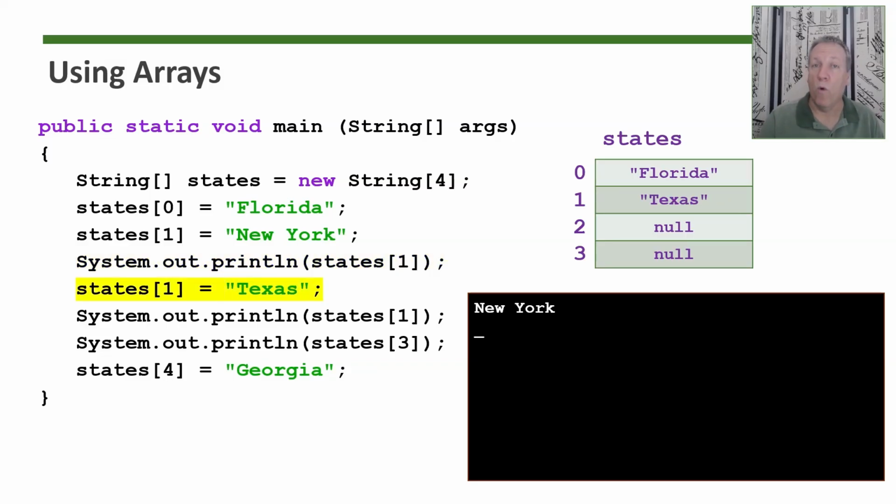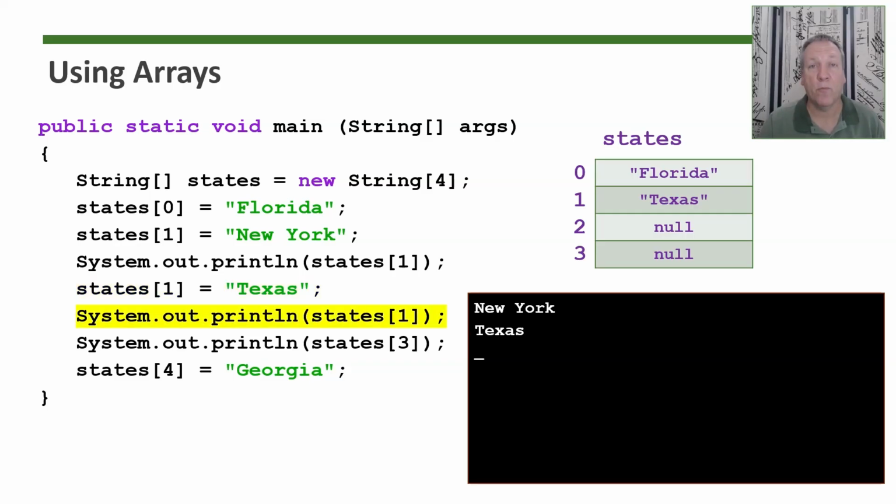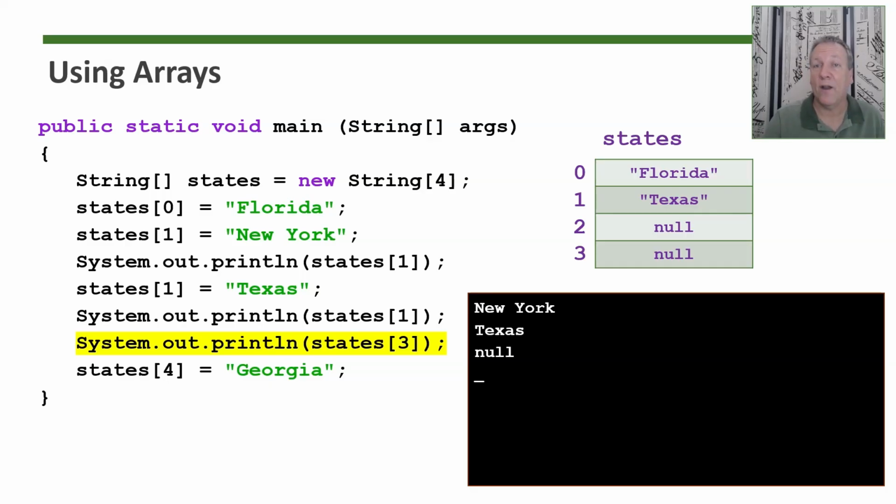Now, what if I change that? What if I say states bracket 1 equals Texas? Well, this is replacing the element at location 1 with the string Texas. So now when I print out states 1, it's going to print out Texas also. It doesn't go back and change the thing I printed before, but now that the array has Texas at spot 1, it prints out Texas. Now, notice the rest of the array is still null, correct? So now when I print out states bracket 3, it's going to print out null. It's not the string null, it's just the null value, and that's how it prints it out on the screen. But there is no element in box 3.